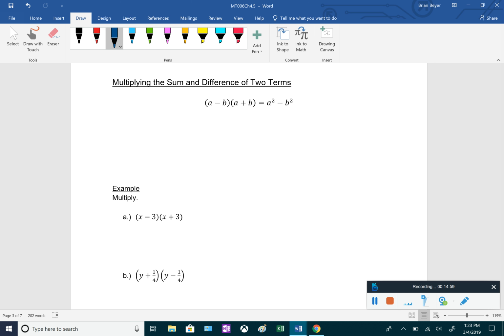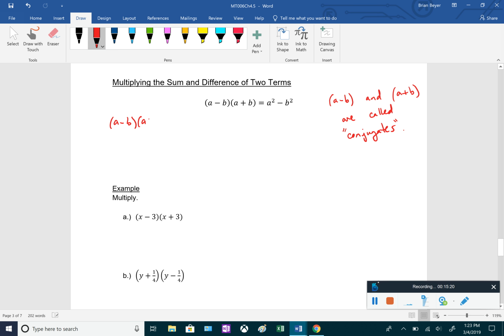So these are actually something called conjugates, and they come up a lot in math, and we use them to help us simplify certain things. But they're the same two terms. One's addition, one's subtraction. They're called conjugates. When we multiply conjugates, the middle terms cancel out. So let's see what I mean by that.